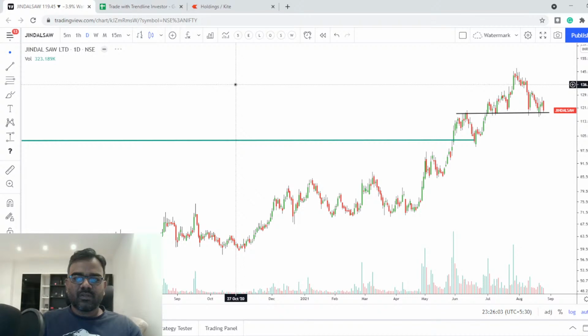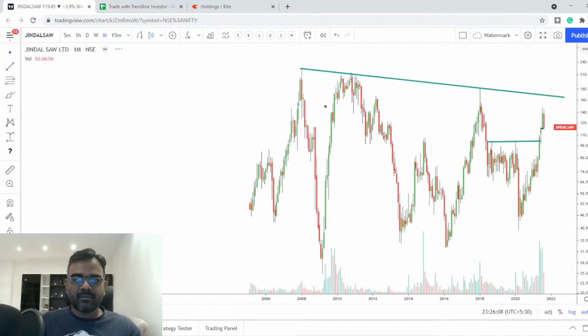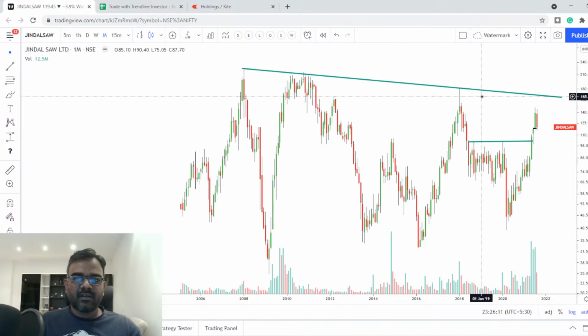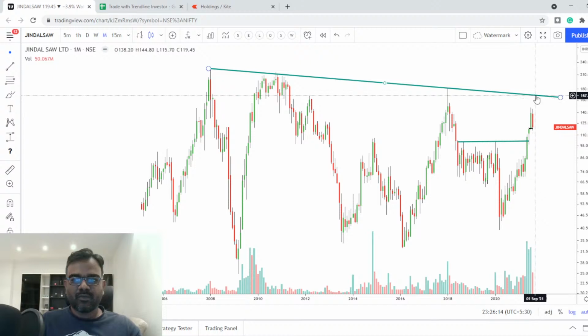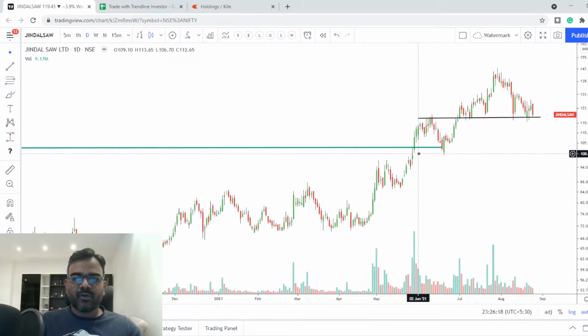You can continue to hold the stock, and it is in an uptrend for now, but the long-term multi-year uptrend is down, right? That multi-year uptrend since 2010 is completely down. The moment we break out above this point, then we can see some good moves. But for now, keep a stop around 115, or if you want even 100, and continue to hold it.